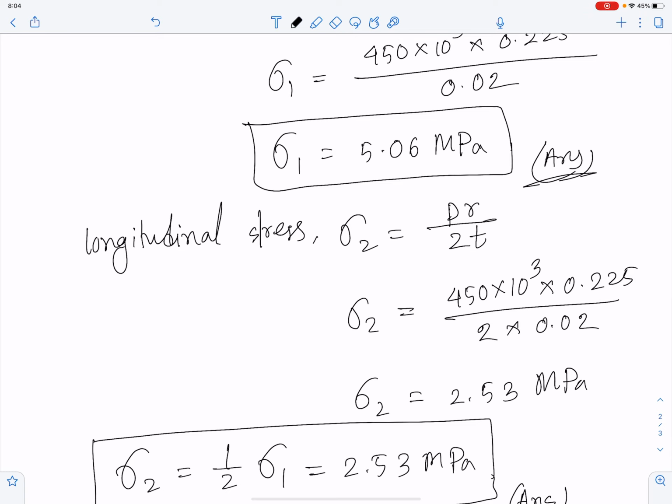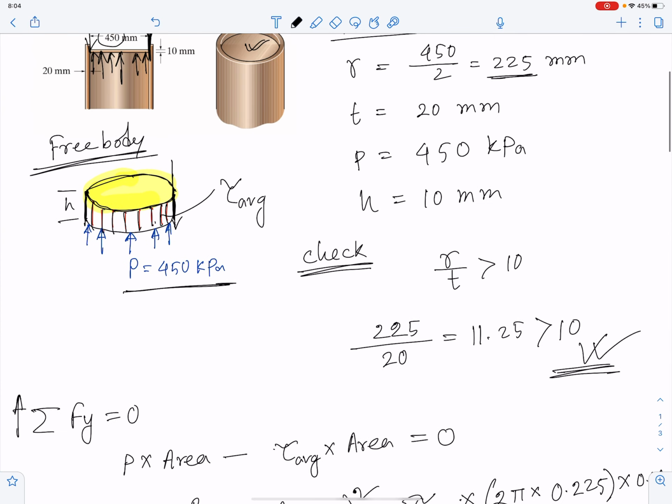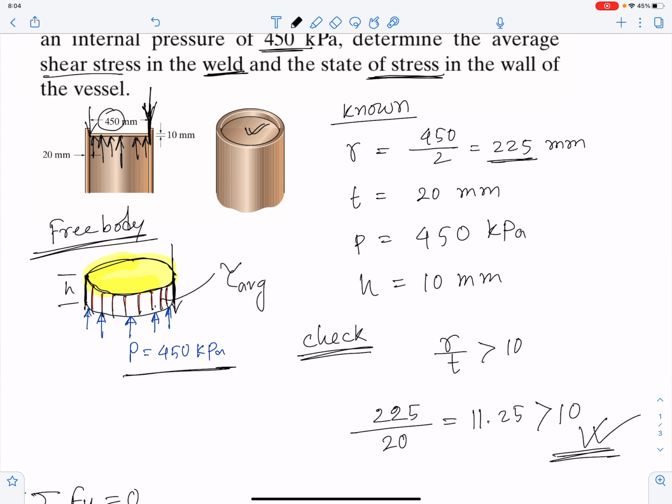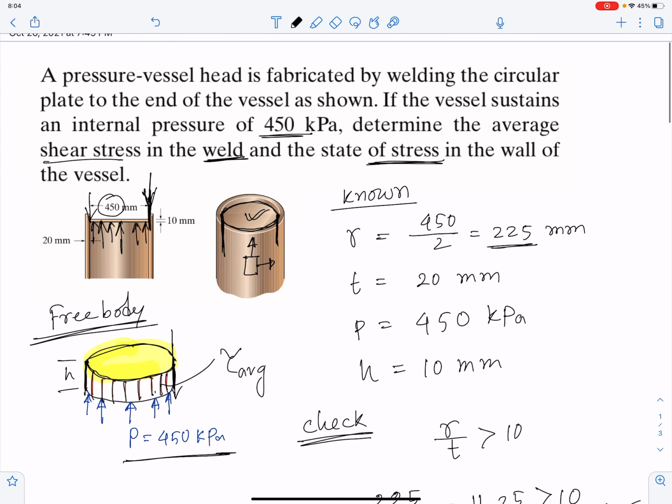So yes, we did see that even if it is a cylindrical thin wall pressure vessel, if we do the welding, we get combined loading. That means it may have the shear stress at this interface, and also we can have stresses in the longitudinal direction and in the circumferential direction. So by all means, it is a combined load problem. All right, that's all for this problem. Thanks for watching this video.